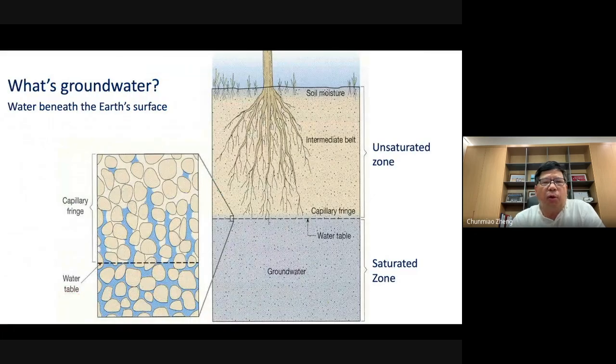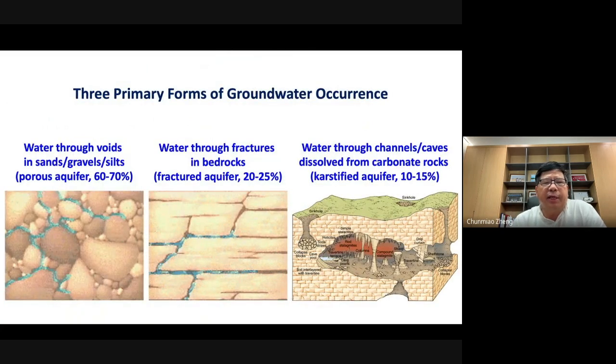So what exactly is groundwater? For an audience not familiar with it, groundwater refers to water beneath the Earth's surface. Near the surface, the pore space is only partially filled with water, so we refer to that as the unsaturated zone. When the pore space is completely filled with water, that's the saturated zone. Between the two, there's the water table.